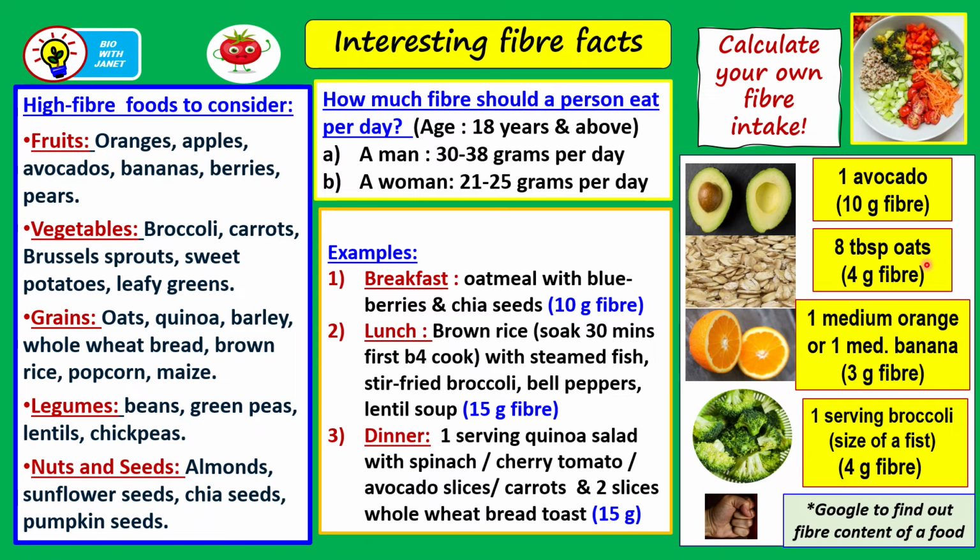And 8 tablespoons of oats for breakfast is equivalent to 4 grams of fiber. 1 medium orange or 1 medium banana is 3 grams of fiber. 1 serving of broccoli, which is the size of a fist, is 4 grams of fiber. So you can track your fiber intake per day and see whether it fulfills the daily requirement of fiber.